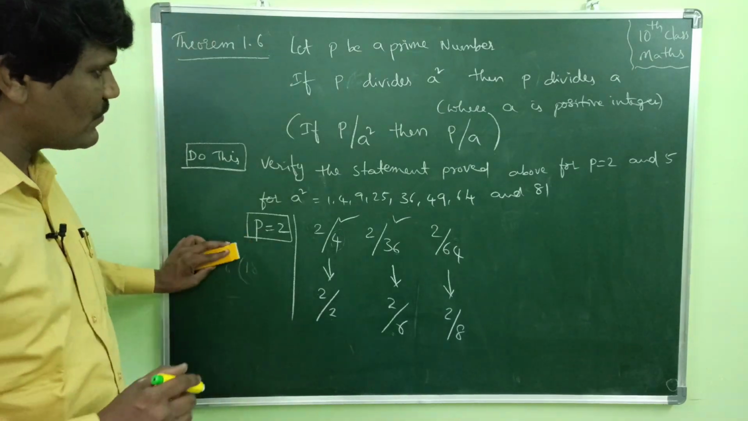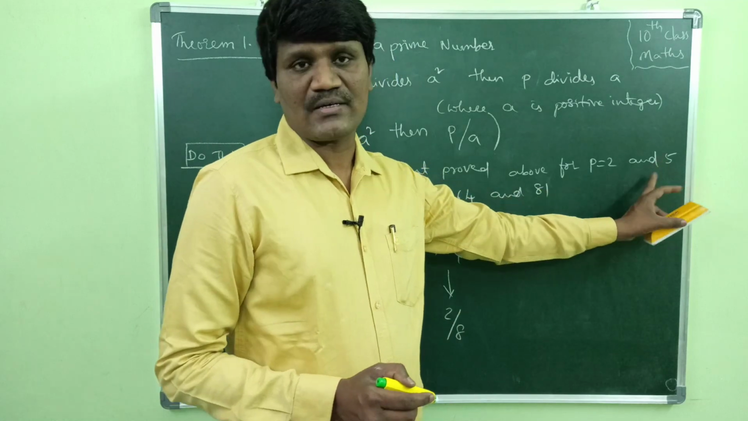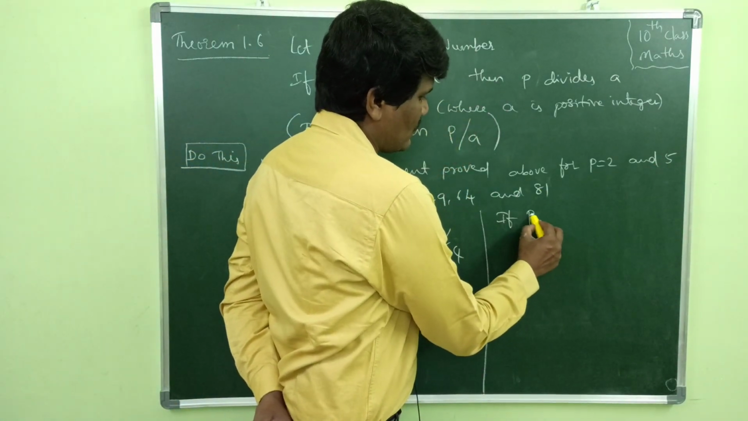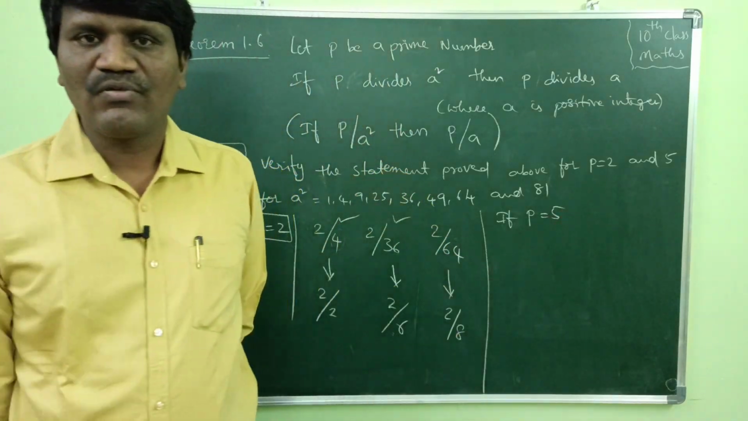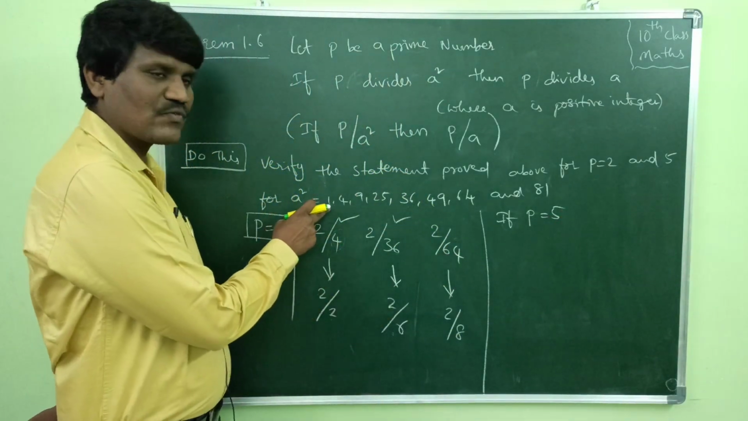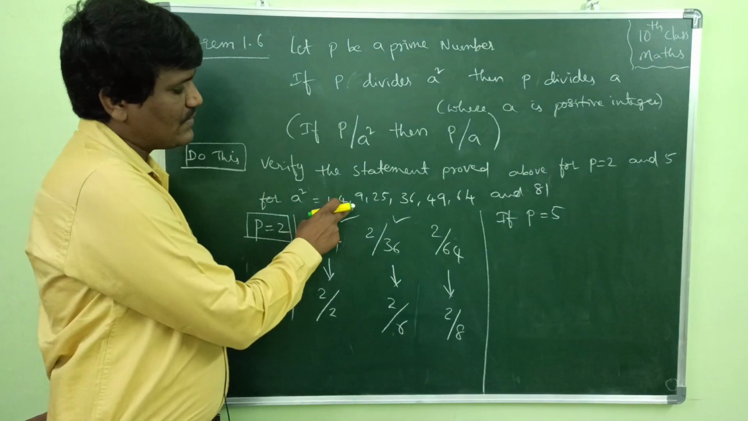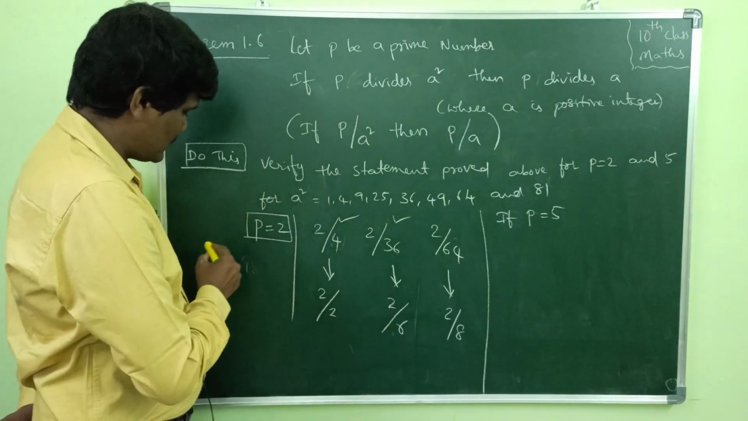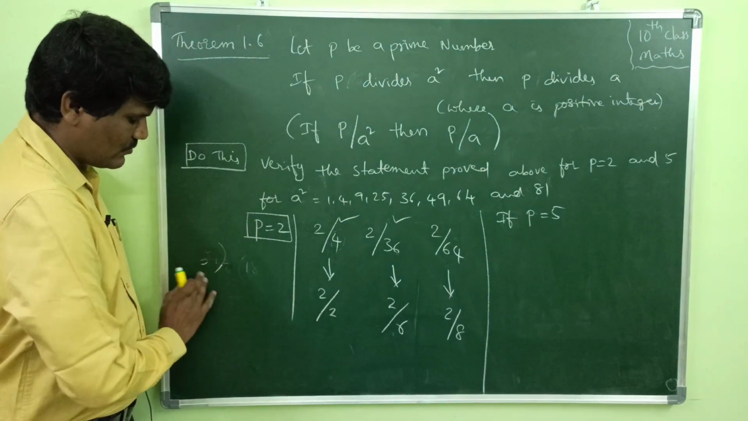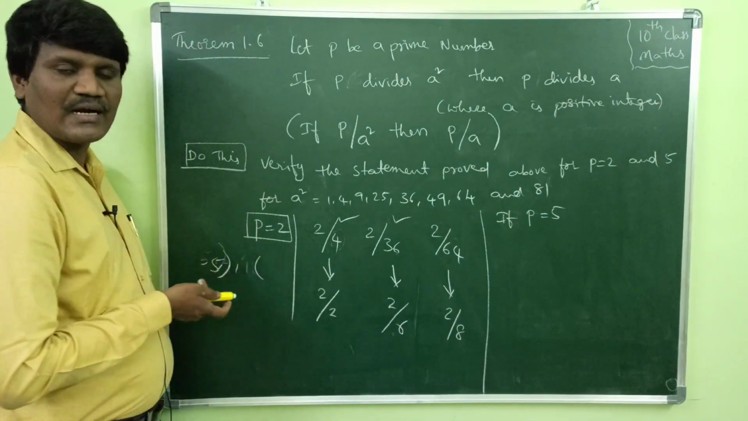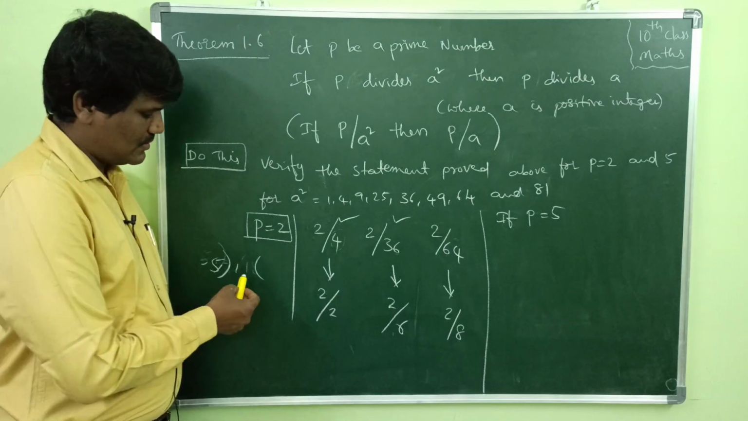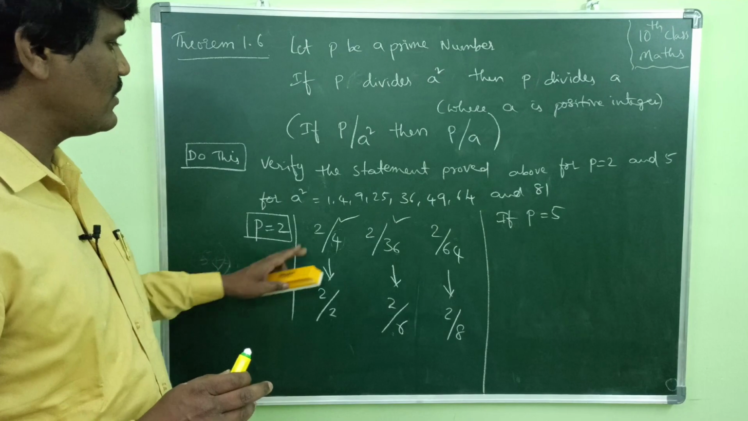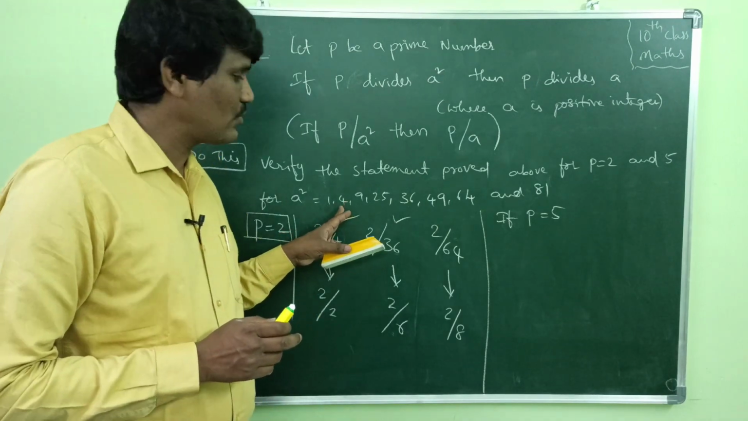The second case which we will take is p equal to 5. For p equal to 5, whether 5 divides 1? No. 5 divides 4? No. 5 divides 1 means 5 and 1, it will not divide. So there won't be a remainder 0. So 5 does not divide 1, and 5 also does not divide 4.